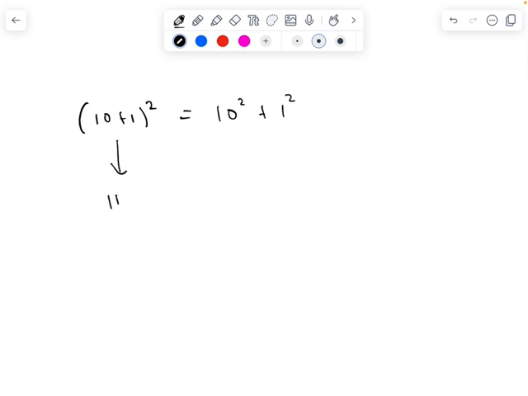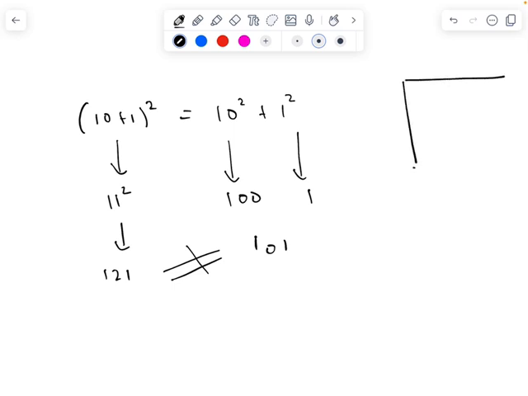10 plus 1 is 11, 11 squared is 121. Meanwhile, 10 squared is 100, 1 squared is 1, and that is 101. Obviously, these two things are not equal to each other. So something else is going on here that we've got to account for. What happens when we do 10 plus 1 squared? It's the same thing as saying 11 squared, which is 11 times 11.